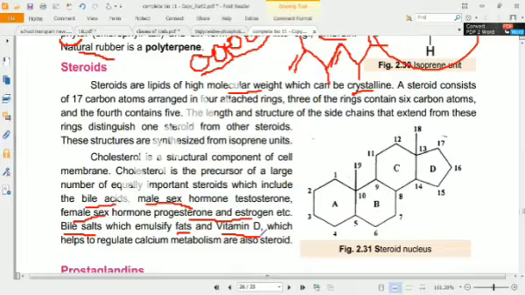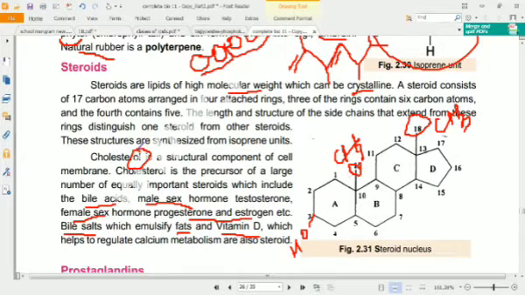Here we can see that a methyl group is attached, CH3 is attached here, and CH3 is attached here. There is also a methyl group attached. And very important, at carbon number 3 an OH group is attached. Due to that, it is called cholesterol. So the OH group is attached with that one.